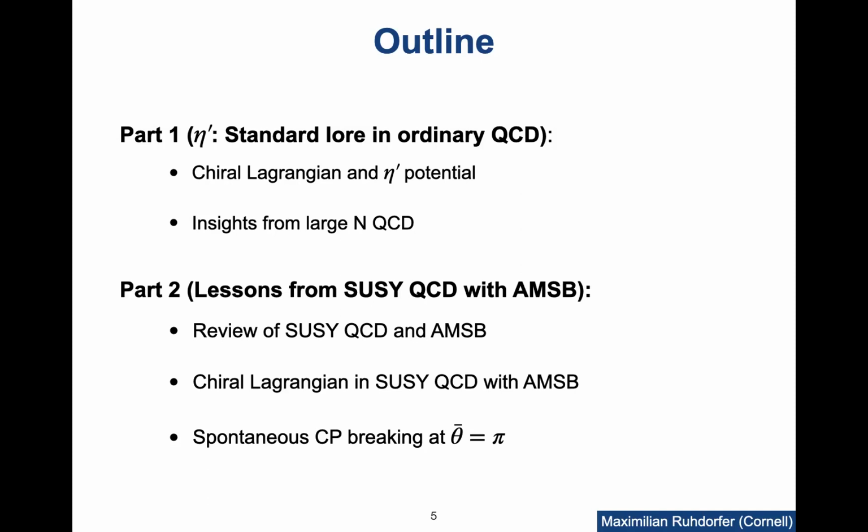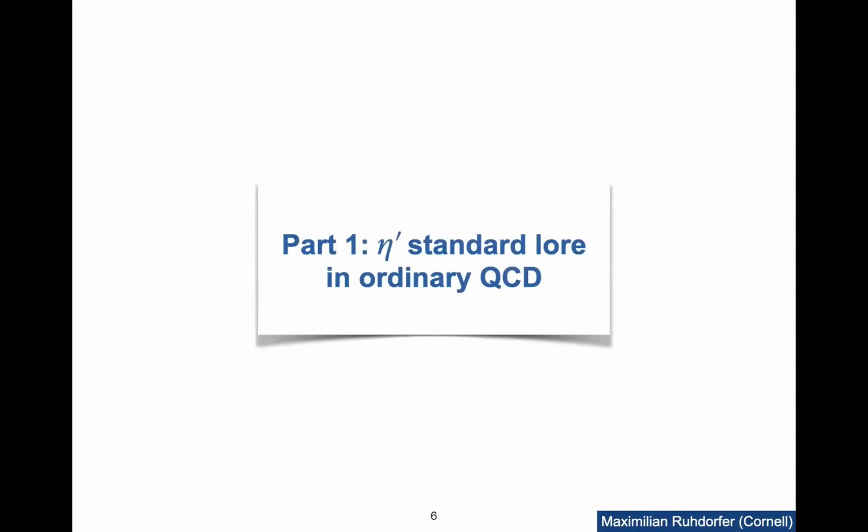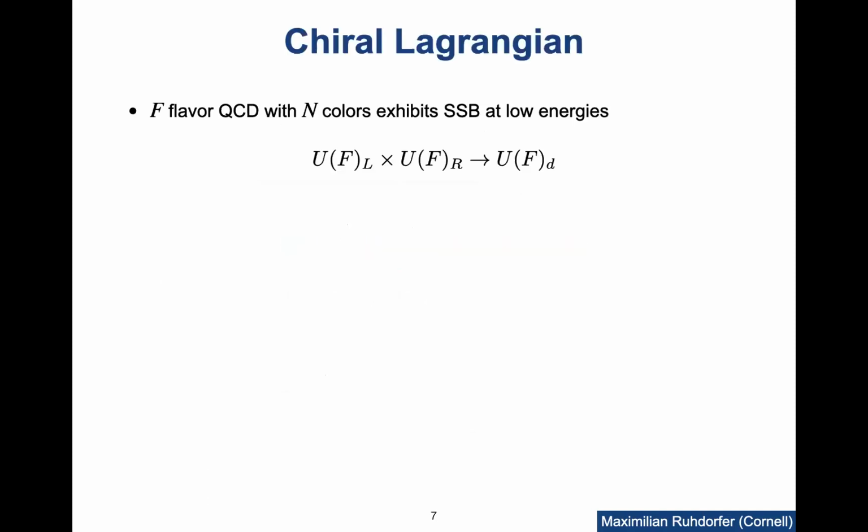First, I'll give a very short review about SUSY QCD and AMSB, and then I'll show you how to actually construct a chiral Lagrangian for supersymmetric QCD from the top down. So you can actually construct the whole chiral Lagrangian from the top down. And then in the very end, if I have time, I'll also comment a little bit on spontaneous CP breaking at theta equals pi. All right. Then let me dive into the first part, the eta prime standard lore.